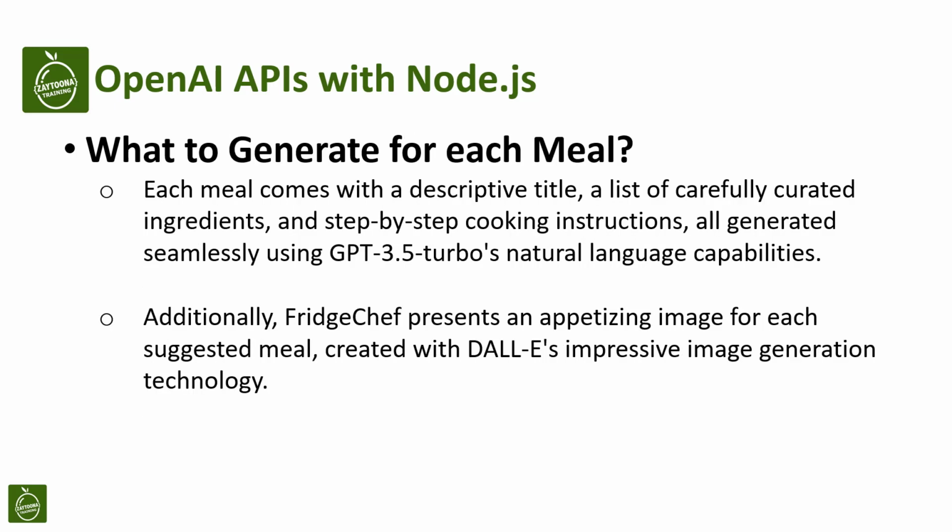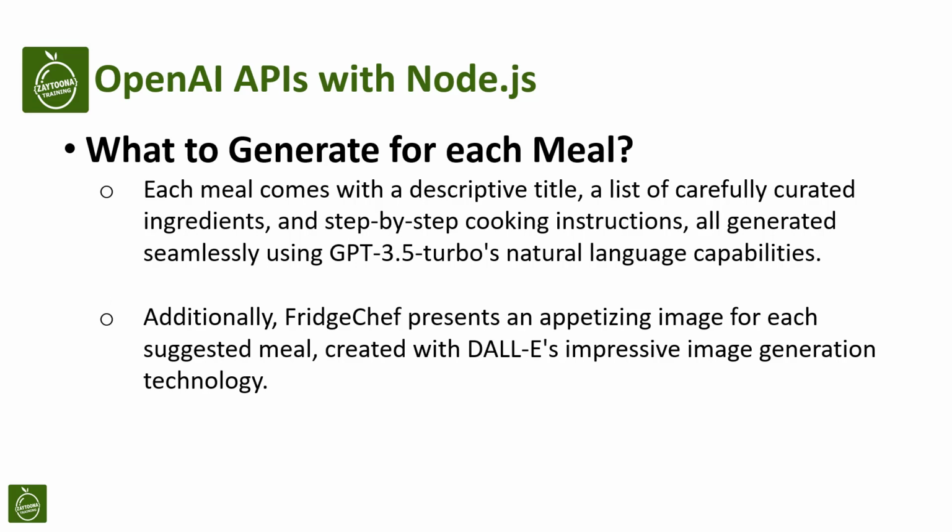So what are we going to generate for each meal? Each meal comes with a descriptive title, a list of carefully curated ingredients, and step-by-step cooking instructions, all generated seamlessly by using GPT 3.5 Turbo's natural language capabilities. Additionally, FridgeChef presents an appetizing image for each suggested meal, created with DALL-E's impressive image generation technology.